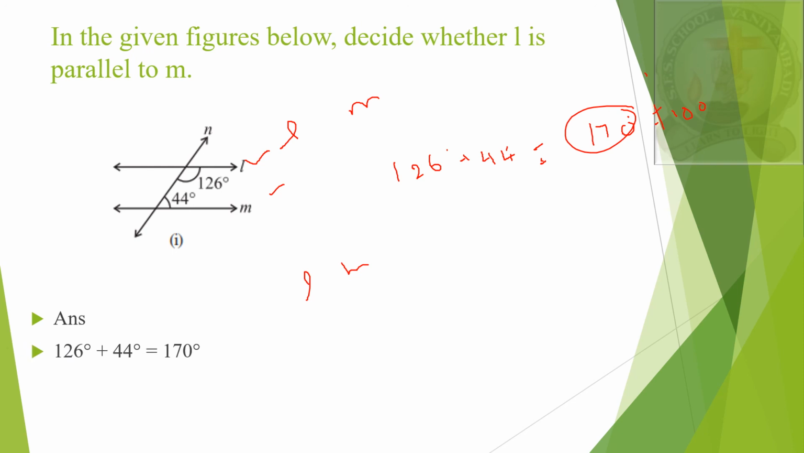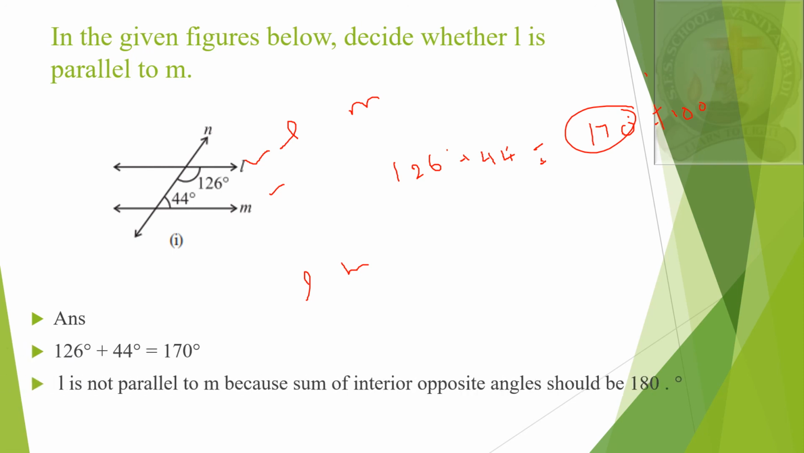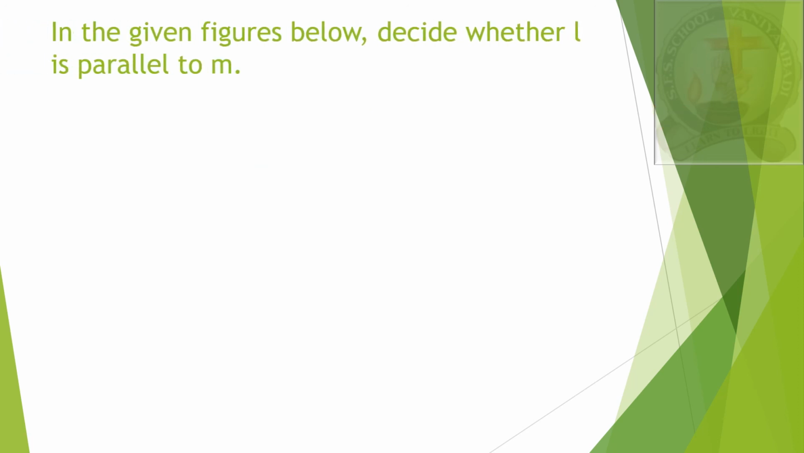Adding these two angles, you do not get 180 degrees. Since it is not equal to 180 degrees, L is not parallel to M, because the sum of the interior opposite angles should be 180 degrees.